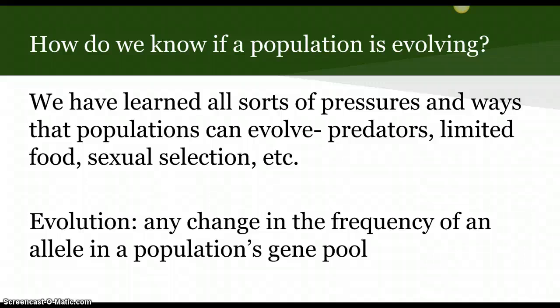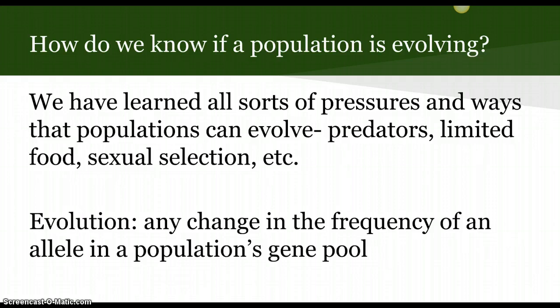Okay, so today in class we learned a lot about the different ways that populations can evolve, aside from the pressures that predators, limited food, and sexual selection put on them. We have gene flow, we have bottleneck, founder effect, all of that good stuff. So I want you to recall that evolution is any change in the frequency of an allele in a population's gene pool. And so if we want to find out if a population is evolving, we'd want to find out what the frequency of an allele is to see if that frequency is changing.